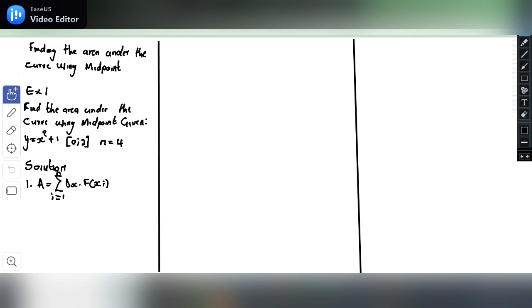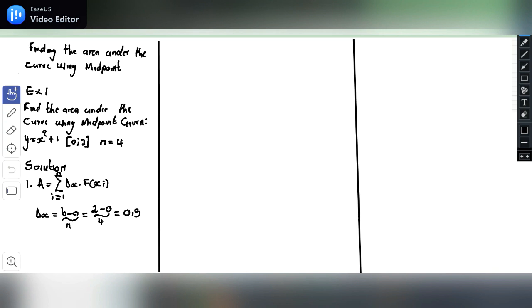So the second step, what do we do? We have to calculate the width, or the delta x, right? The formula for calculating the width is b minus a all over n. So that is 2 minus 0 all over 4, which is going to give us 0.5. If you're lost guys, go check the first video. I have explained everything in the first video.